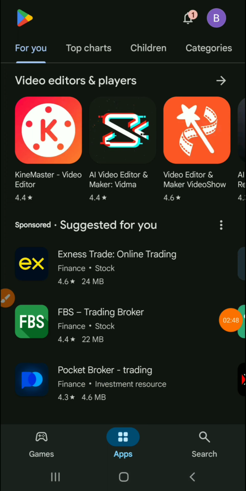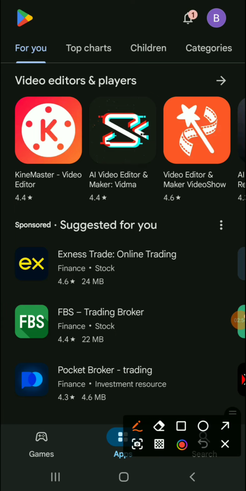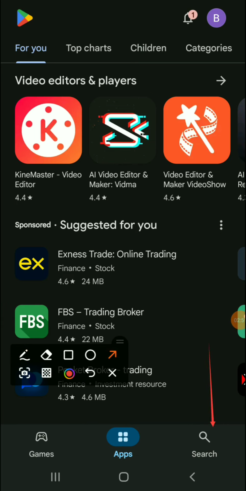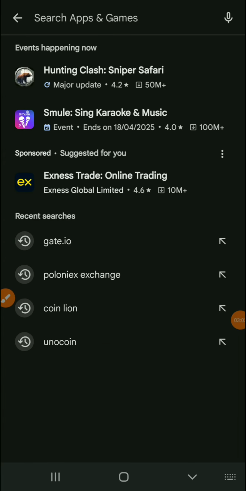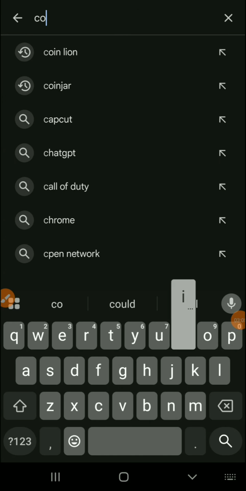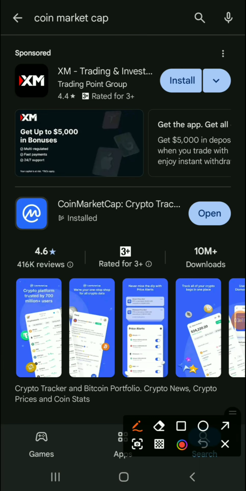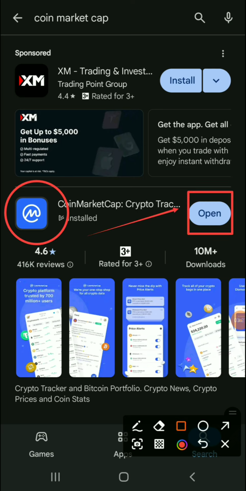So when you get to the Play Store, I'm using an Android phone, so I'm going to use the Play Store. All you have to do is to click on this search icon over here, right? So when you click on the search icon, just search for CoinMarketCap, just like this, right? So this is how the logo looks, and all you have to do is to click on install, right? Mine is already installed, that's why you're seeing open right here. So after installing it, you're going to open this CoinMarketCap to explore these opportunities.